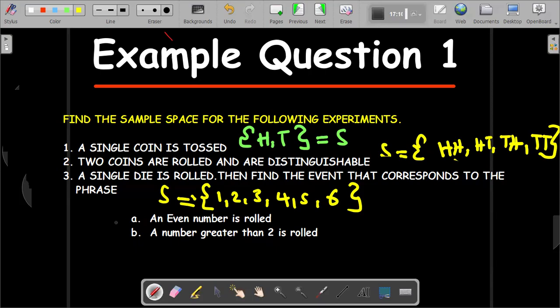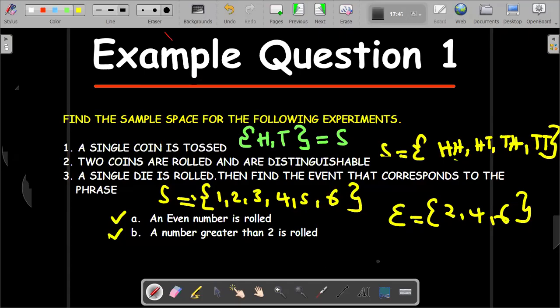Now we have these extra questions, where they're saying find the event that an even number is rolled. For the event that an even number is rolled, the event is equal to, we're just going to pick the even numbers here. Remember, we defined the event as a subset of the sample space. The even numbers here are just 2, 4, and 6. So this here is the event that an even number is rolled.